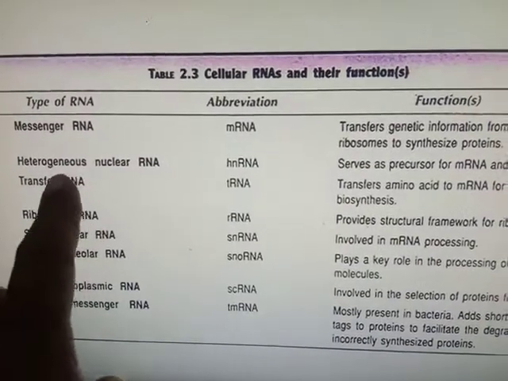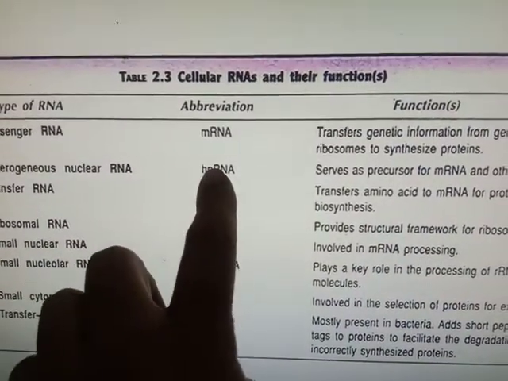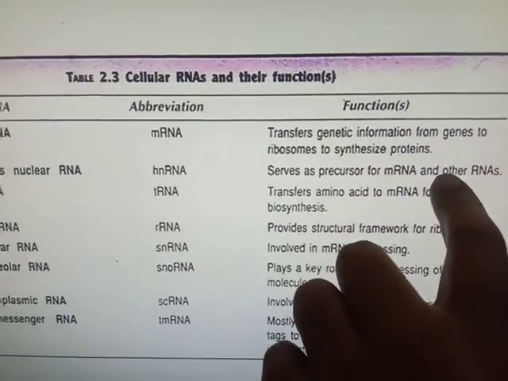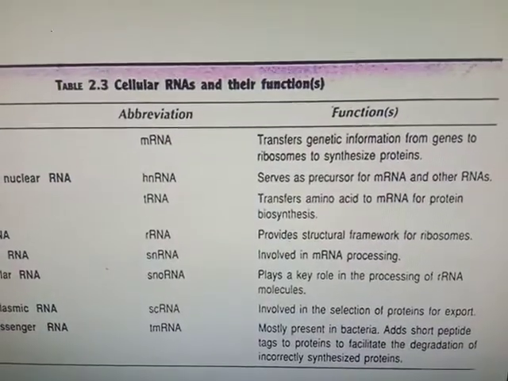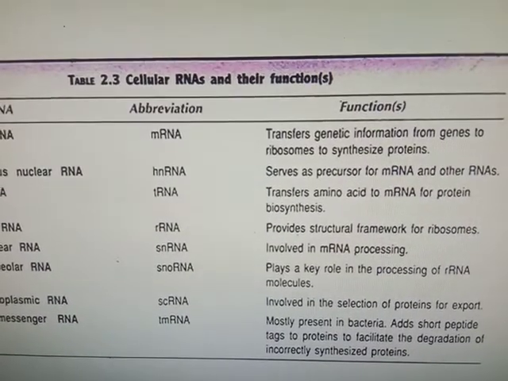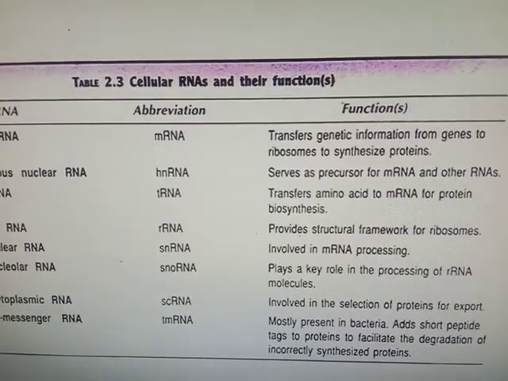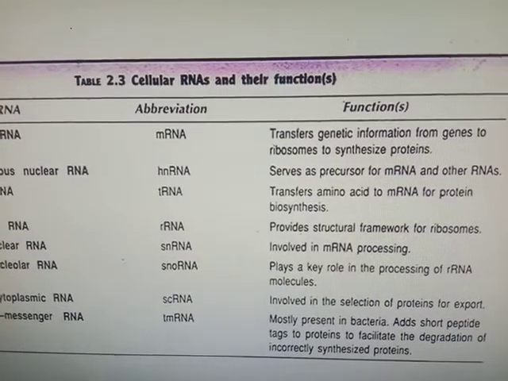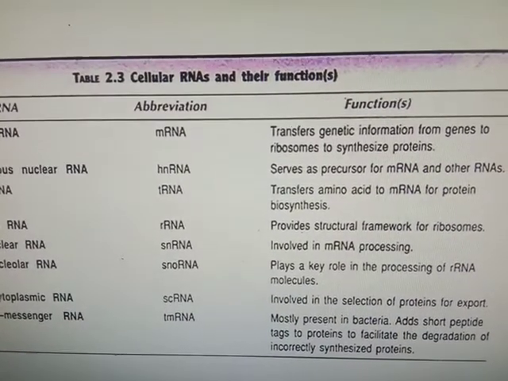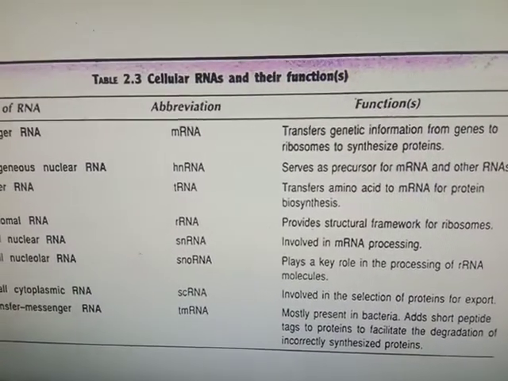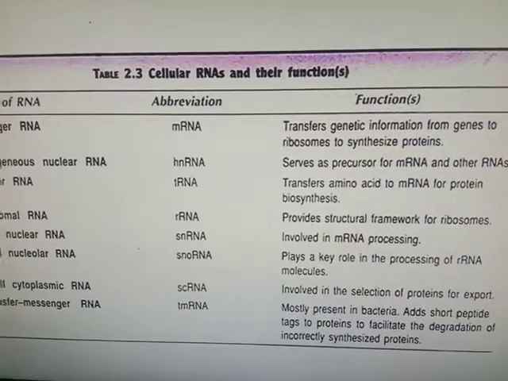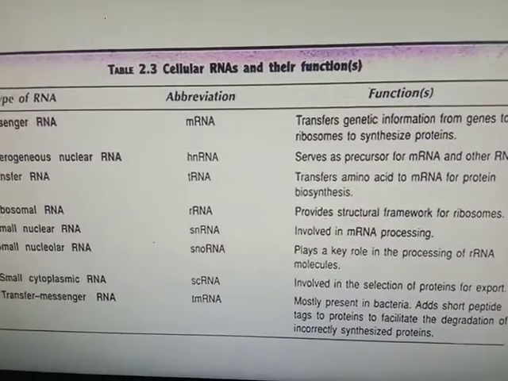Then heterogeneous nuclear RNA, also called hnRNA. It serves as a precursor for mRNA and other RNAs. Means whenever transcription takes place, RNA is synthesized from DNA, which is the heterogeneous nuclear RNA. It contains introns, then exons, and all types of mRNA present. After that, heterogeneous nuclear RNA gets processed to form mRNA, rRNA, tRNA.